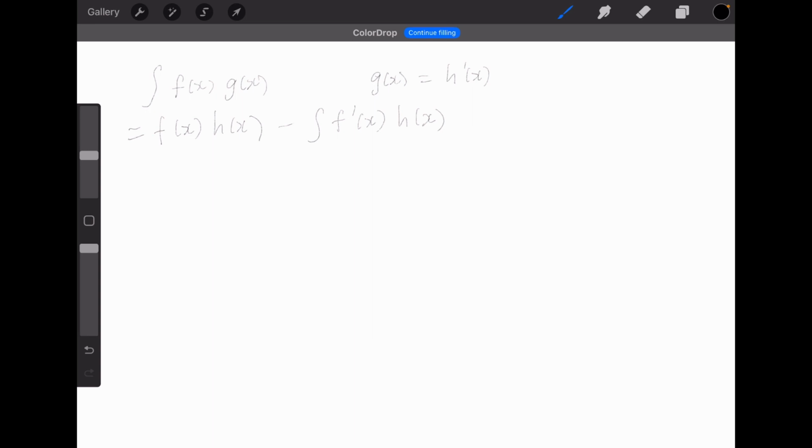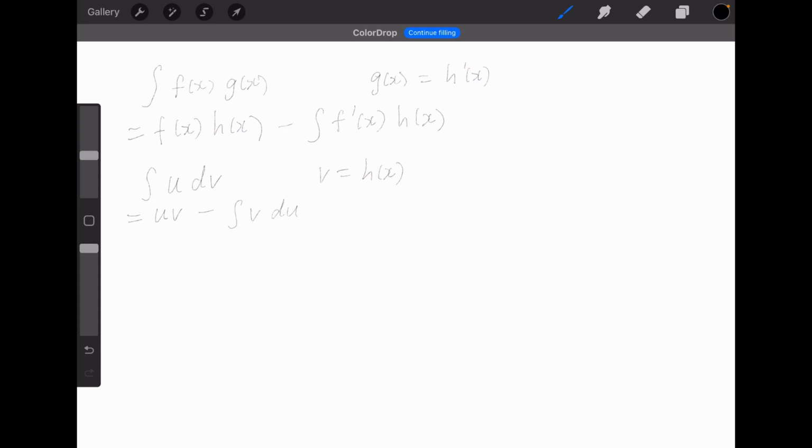A more common way to write this formula is to use u to represent f(x) and dv to represent g(x), and v is h(x). And the formula is uv minus the integral of v times du.